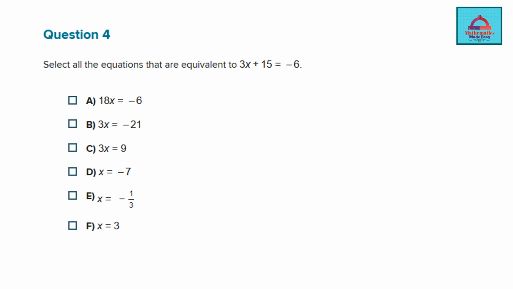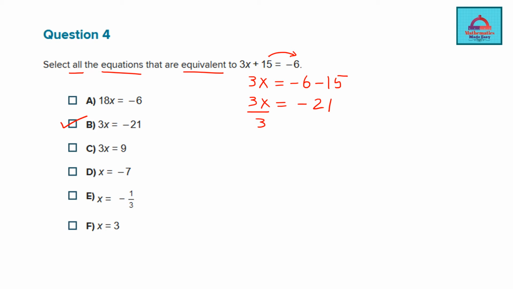Now let's solve this equation. This question has more than one answer. You have to select all the equations that are equivalent to this solution. So first of all, we have to collect the like terms. So the like terms are the numbers. We move them on the other side. So 3x is equal to minus 6 minus 15. If you see the options, none of the options is matching right now. So we will simplify. This becomes minus 21. So definitely B is one of the correct answers.